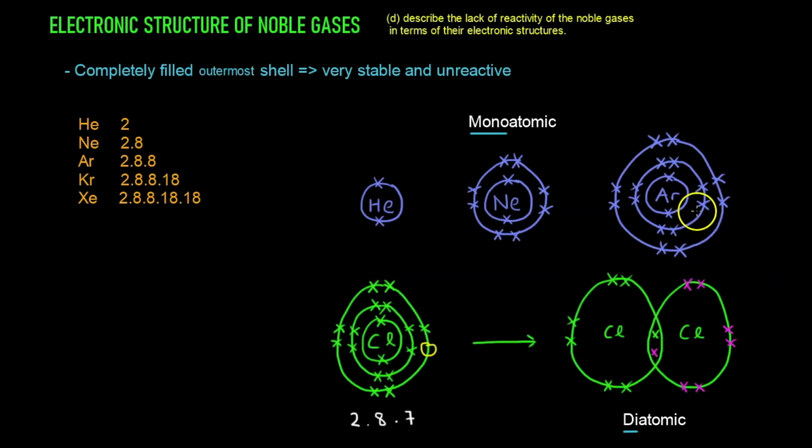But let's come back to group 0. They do not have to do this at all because they already have a complete outermost shell, and hence they are very stable as monoatomic. Mono just means 1, and di means 2. So for chlorine they have to form 2 atoms, that's why it's di. Whereas for group 0, they just have to be alone. That's why they are called mono. And that is all for noble gases.